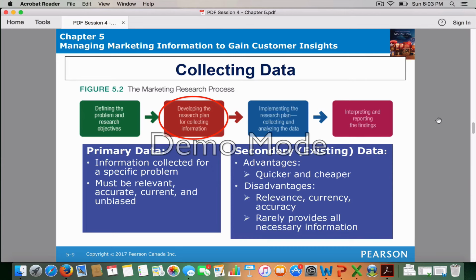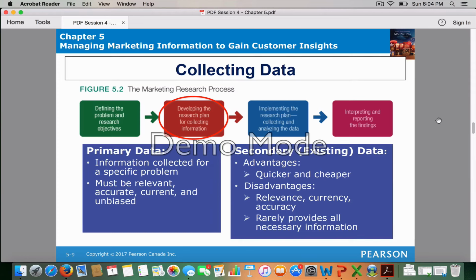The other kind of data is secondary data. We talked about that briefly already. Secondary data is data that already exists out in the marketplace or even in your own organization. And the advantage to secondary data is that it's way quicker and way cheaper than if you have to go out and collect your own data through primary data collection. So it is cheaper, it's much, much quicker.